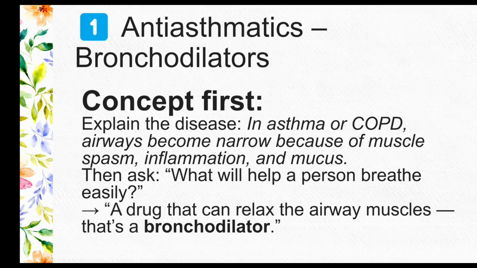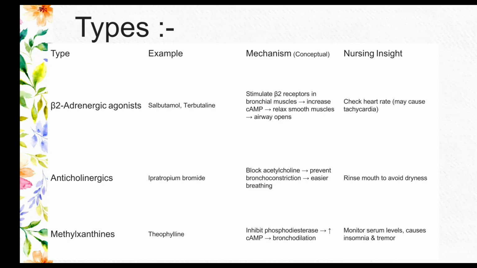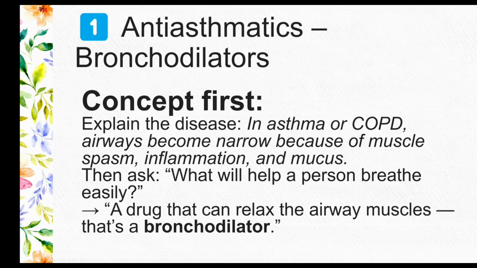Because of COPD and asthma, what happens in our body is that the airway, which I showed you earlier, will be constricted. There will not be enough space for air to go from the nose to the lungs. This might be caused by mucus or infection. The cause may vary, but the end result will be constriction of the airway. What will help a person breathe easier? A drug that can relax the airway muscles. That's a bronchodilator. So this is the concept. You understood, right? Bronchodilators are the drugs used for dilating, expanding or relaxing the airway.